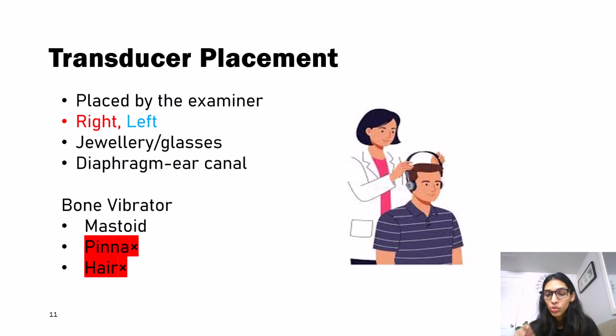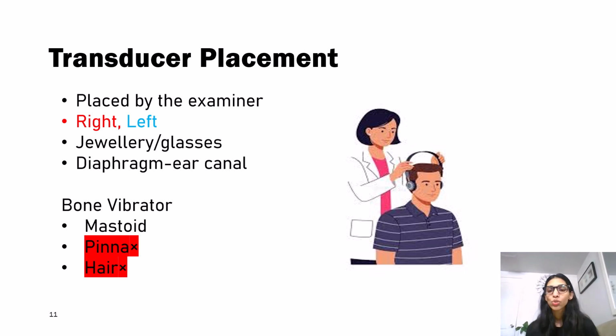And also ensure that the diaphragm of the headphone, if you're using a supra-aural or a circumaural model, has to sit straight with the ear canal, and the ear part of the headphones has to be perpendicular with the floor. So it has to sit straight on the patient's head, and the diaphragm has to be directed to the ear canal.